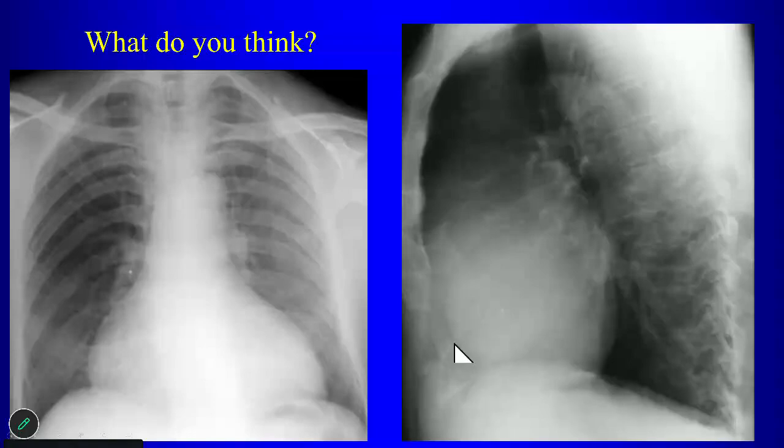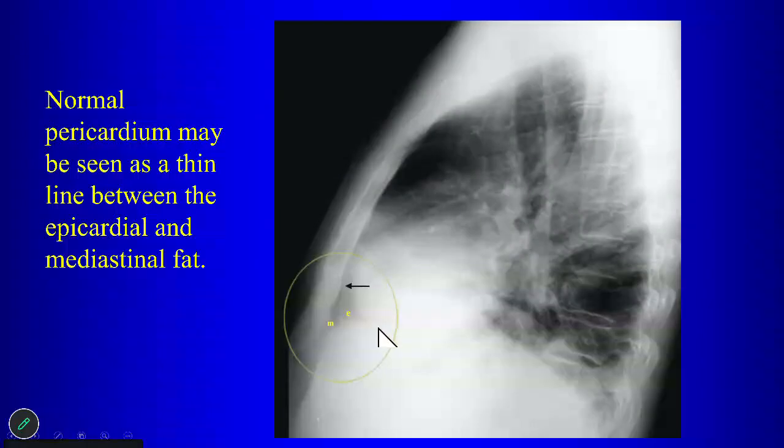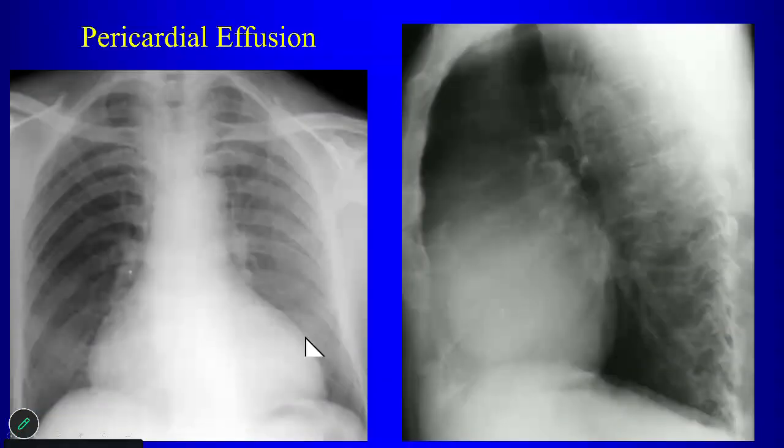So the sandwich sign or Oreo sign on the lateral view, on the frontal view, kind of a water bottle appearance of the heart, but the sandwich sign is a specific finding for pericardial effusion. So sometimes you can actually see the normal pericardium if you have enough epicardial fat, mediastinal fat. That thin line is the pericardium. If that is thickened, we think of pericardial effusion. Okay.